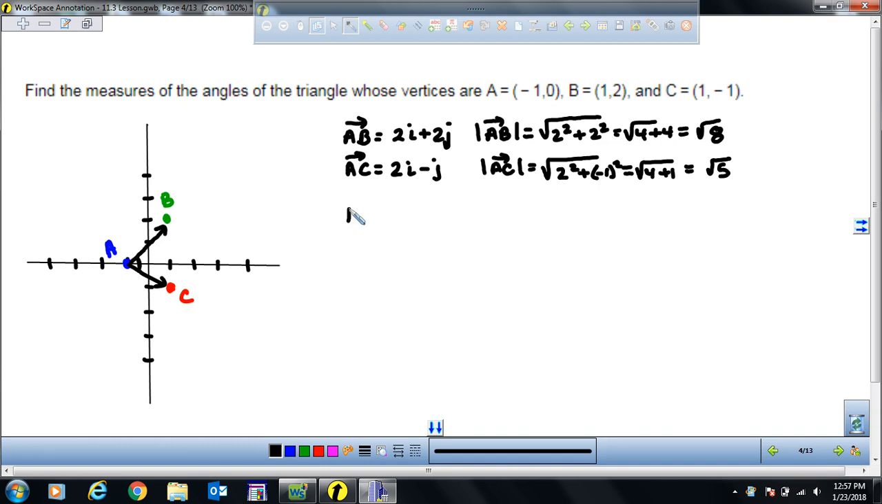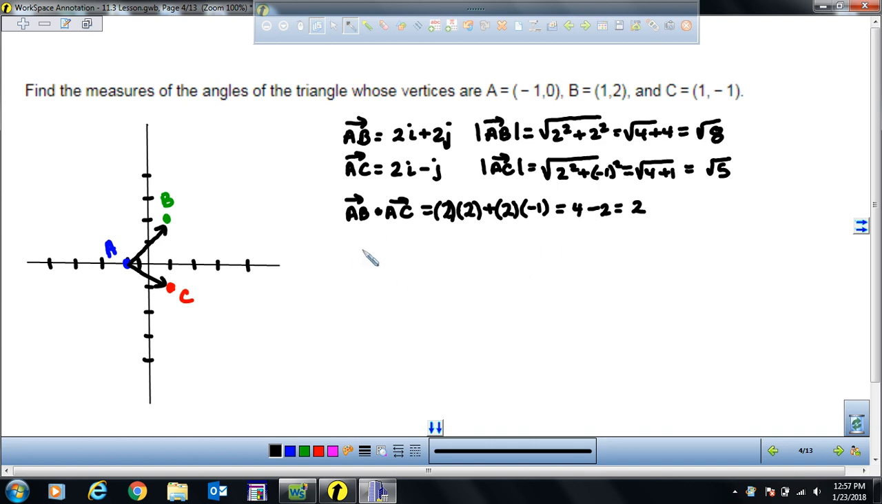Then let's find the dot product of AB with AC. The dot product is the sum of the products of their components. So it's going to be 2 times 2 plus 2 times -1. I'm multiplying the i components and the j components and getting the sum of those products, and that gives me 4 minus 2, which is 2. That's the dot product.